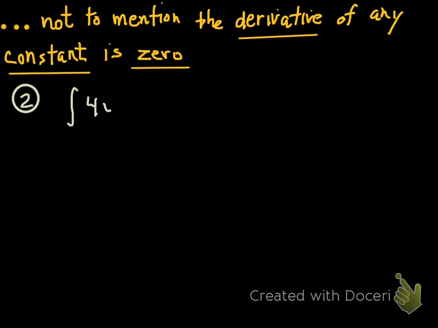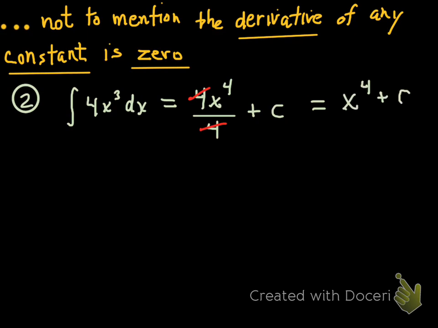Here comes problem number 2. The integral of 4x cubed dx. Remember, I'm going to add 1 to the exponent, divide by the new exponent. Take a look. I add 1 to the exponent, get 4x to the 4th. Now divide by that new exponent. Don't forget to add plus c. The rest of the problem is a simple simplification. You got 4 over 4 there. 4 divided by 4 is 1. So the answer is going to be x to the 4th plus c.